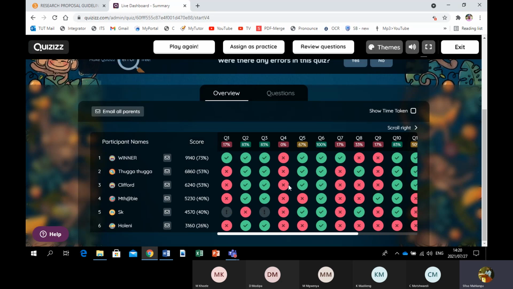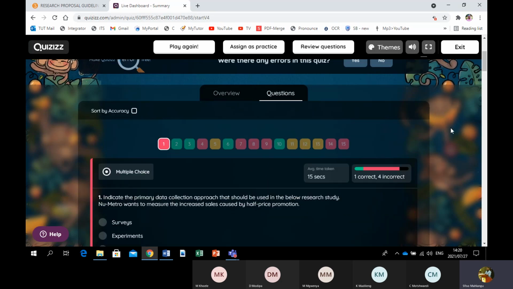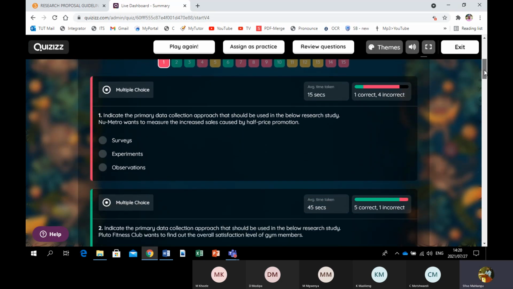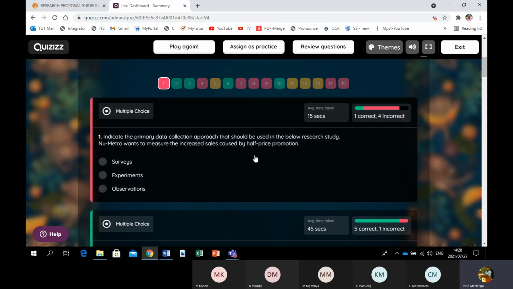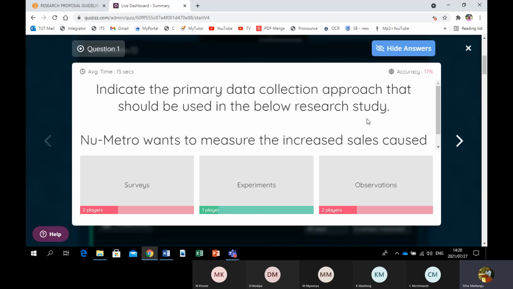Maybe there was something wrong with the question. Let's quickly see what the question was asking. So you will see question 4. Starting with question 1, there are 4 incorrect answers here, so this is also a red flag. Indicate the primary data collection approach that should be used in the below research study. Metro wants to measure the increased sales caused by a half price promotion. There are 2 players who indicated surveys there. That is an incorrect answer. The correct one was experiment.